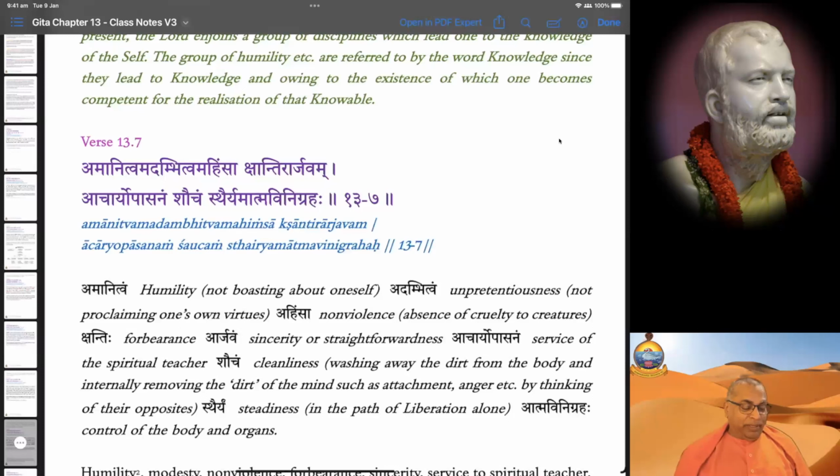So amanitvam, adambhitvam, ahimsa, shantir, arjavam. Shantir is forbearance. Forbearance is the secret of peace of mind. If you don't forbear, it's a problem. So what does it mean according to our Sankhya chart? Well, constantly the external world is impinging on us, trying to draw our mind across out there. Maybe neighborhood or people or climate or politics or government or whatever is happening, they are troubling us, hassling us. It could be your own body, some health is not very good, or your mind, thoughts and things are not there. So all of them try to unsettle us, disturb our peace of mind.